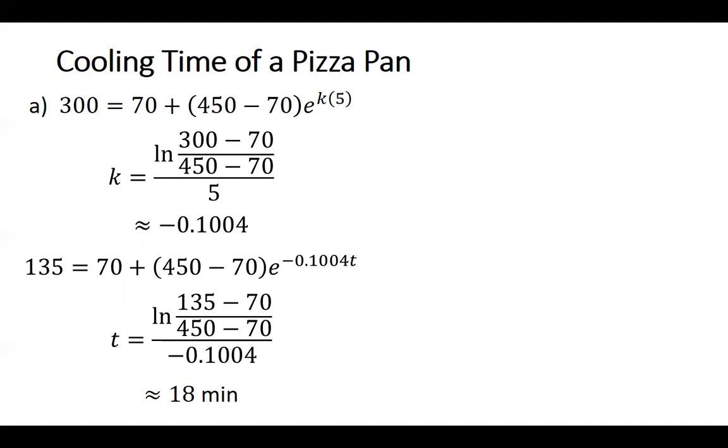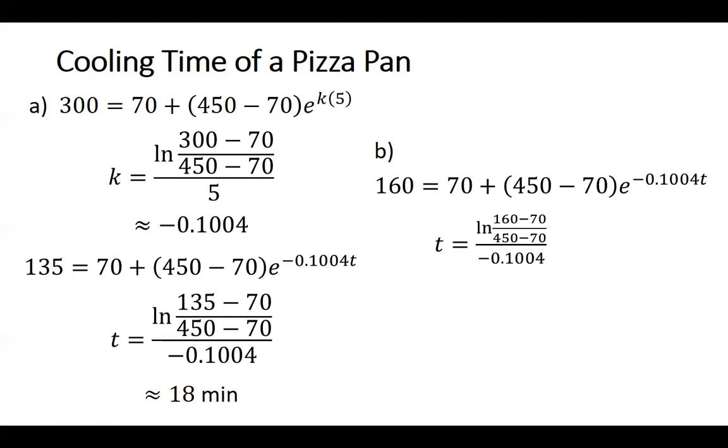Now, the second part of this was how long would it take for it to get to 160 degrees? So same thing as we just did with 135, except now we're trying to get U of t to be equal to 160. Again, subtract 70 from both sides, divide by the 450 minus 70, take the natural log, divide by negative 0.1004, and we get a time of 14 minutes. So obviously, since it started at a higher temperature and we were talking about cooling, it's going to take less time to get to 160 degrees than it did to get down to 135 degrees.